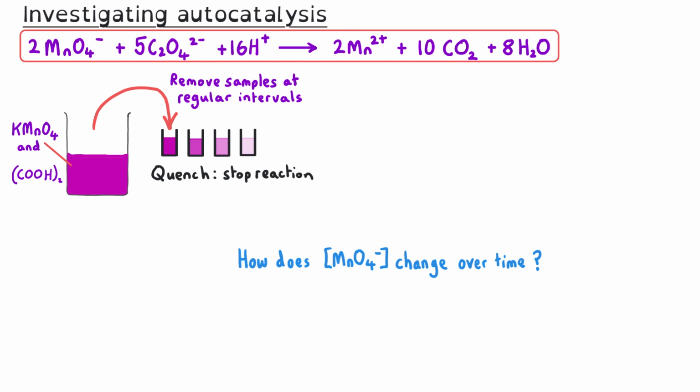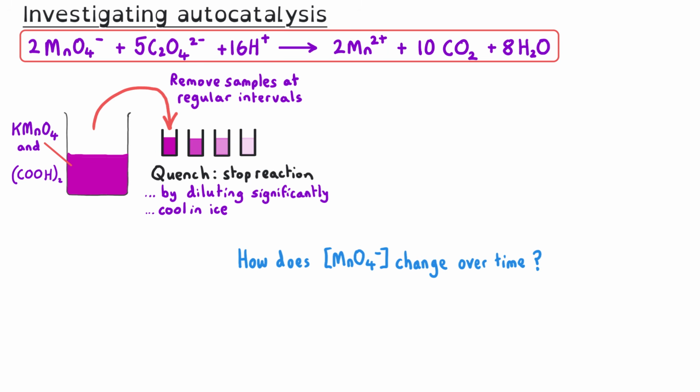And so to quench this reaction, we could do one of a few things. For instance, we might dilute the reaction mixture significantly, or we might cool it in ice. Both of these things would drop the rate of the reaction down to effectively 0. And then we would need to analyze our reaction mixture to determine that manganate 7 ion concentration.